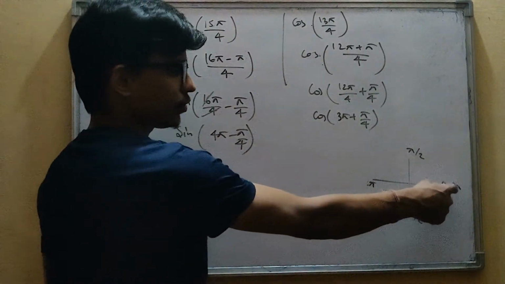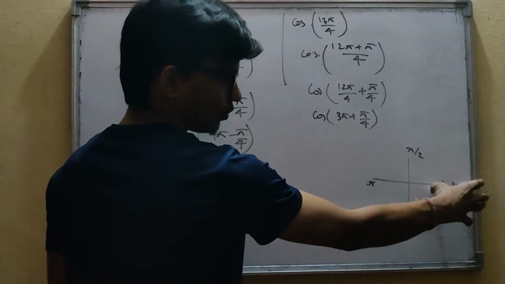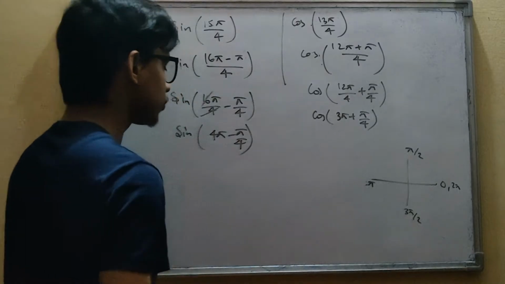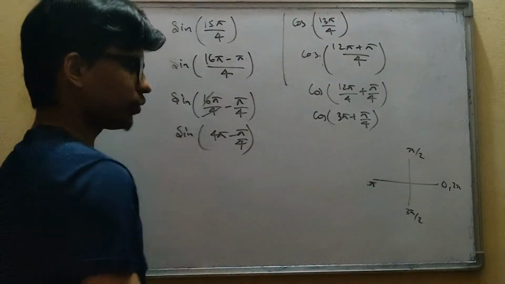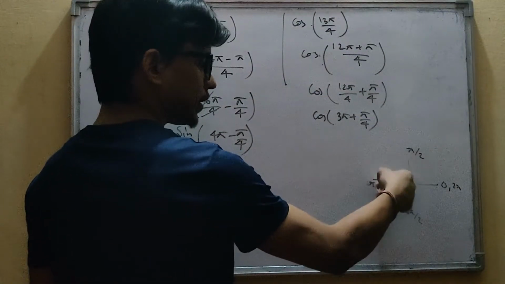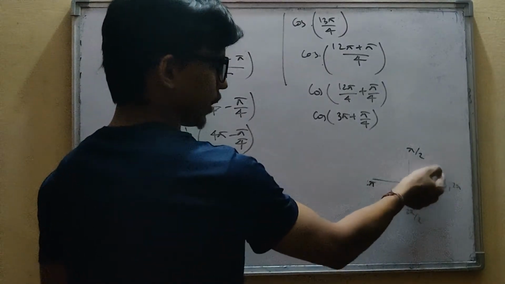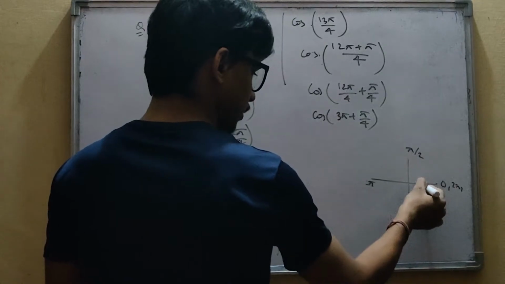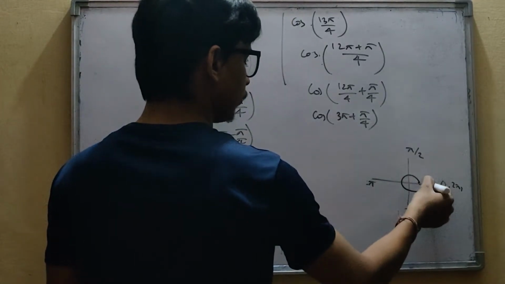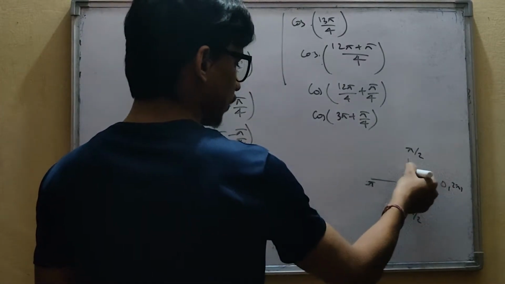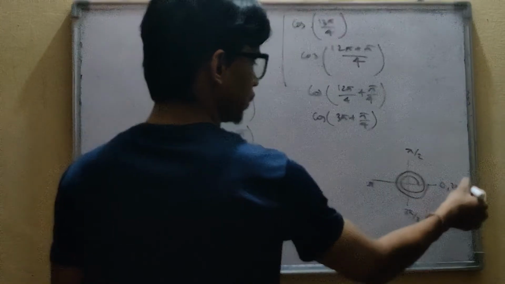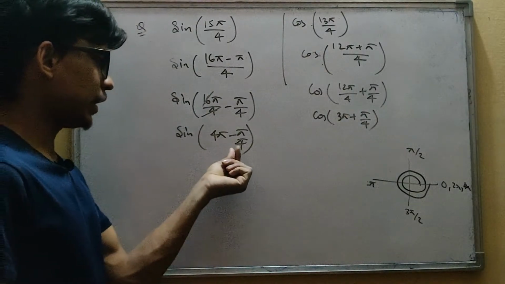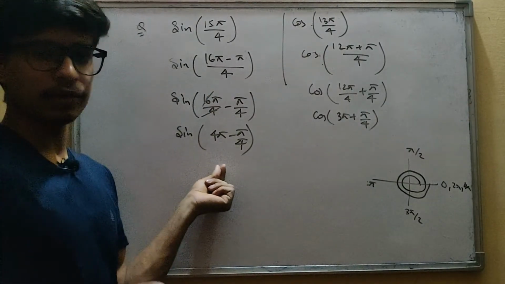So 0, 2 pi, 4 pi all go over here, and pi, 3 pi, 5 pi all go over this side, right? So here it is 4 pi, right? So 0 to 2 pi, this complete circle includes 2 pi, right? If I take one circle, it is going to be 2 pi. If I take one more revolution, it is going to be 4 pi. So 4 pi will be here, right? So now we have covered an angle of 4 pi.